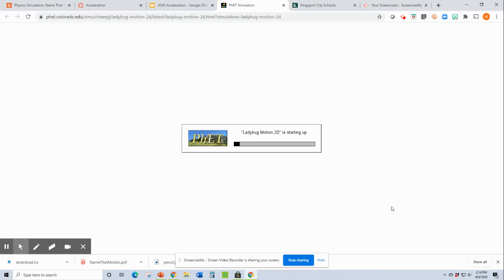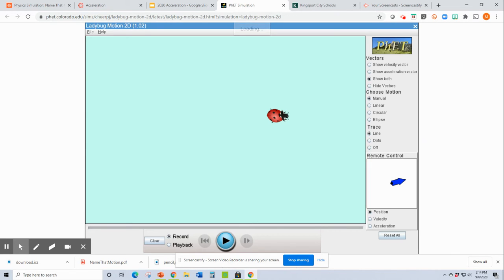All right, it works on my computer, and it may work on just a regular PC. If you haven't, someone at your home has one. I just don't know that it will work on your Chromebooks. So you guys can let me know. So here's my little ladybug.